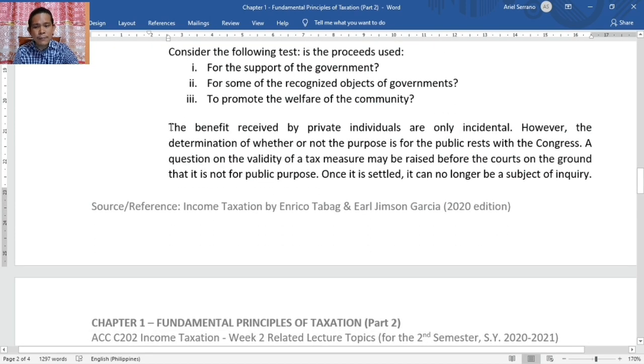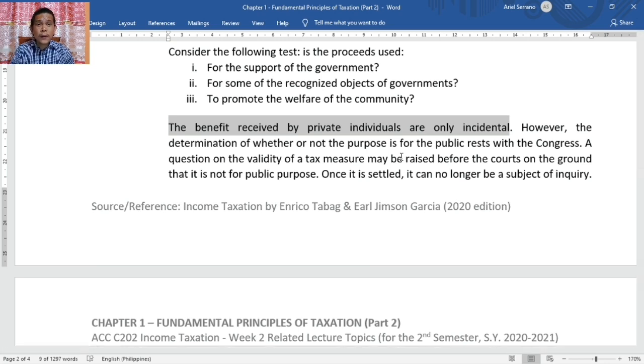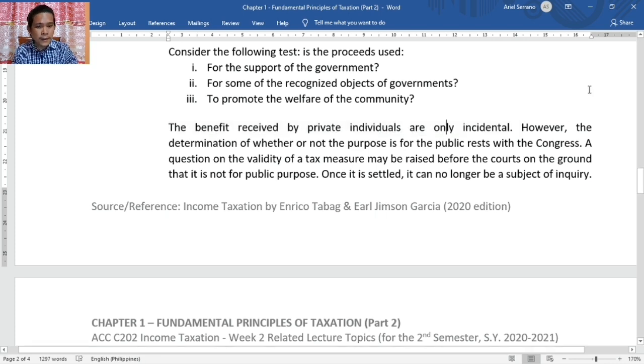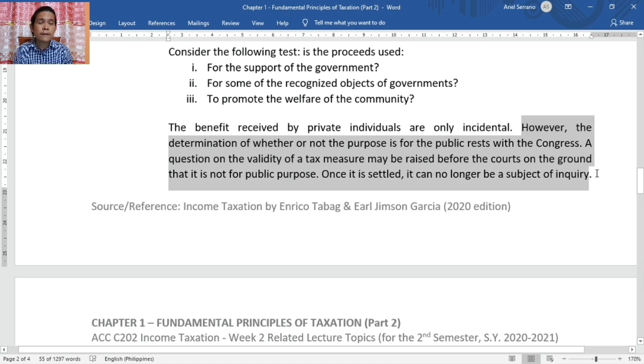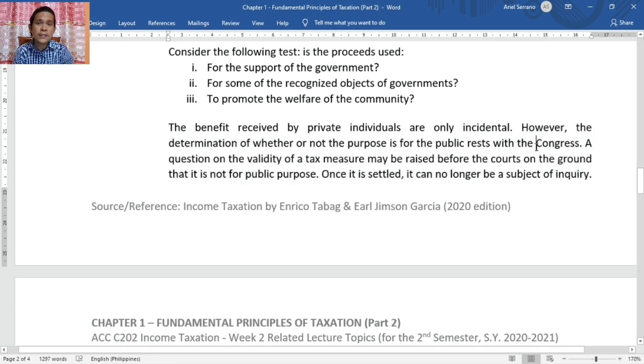Okay? What this says is that the benefit received by private individuals is only incidental. Of course, private individuals are part of the public, so if they benefit, it is because it is incidental, but it should not be primary. Now, please read this part, because I also added something there. In terms of determining whether the purpose is private or public, it rests with Congress to decide whether the purpose is for private or public use.